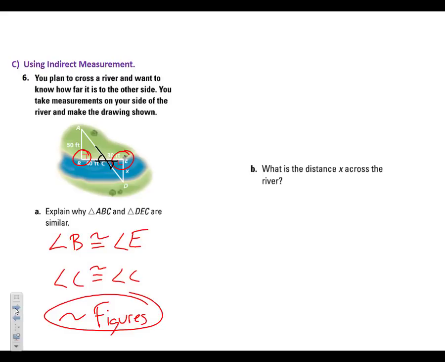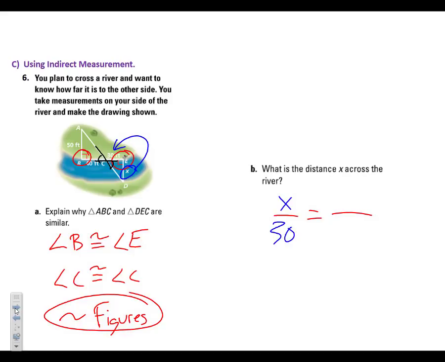So then we have to find what the distance across the river X is. So of course, we know that we have similar figures. That means the sides are proportional. So I write my proportion template, and then I come over here. I want to know what X is. You know me. I always put that first, and I always stay with the same figure. So I'm putting that over 30. You can do it any way you want.